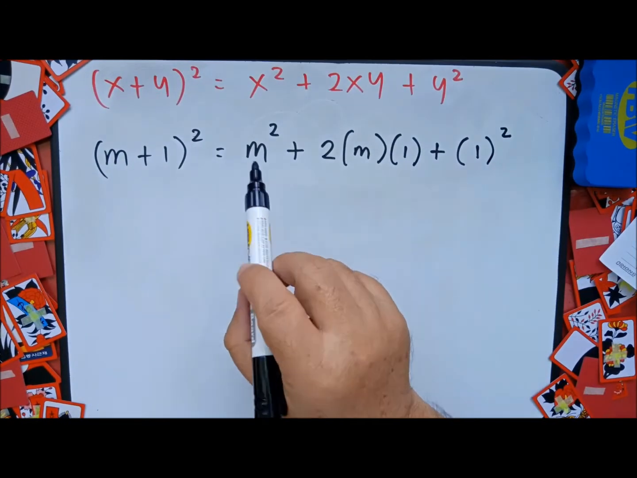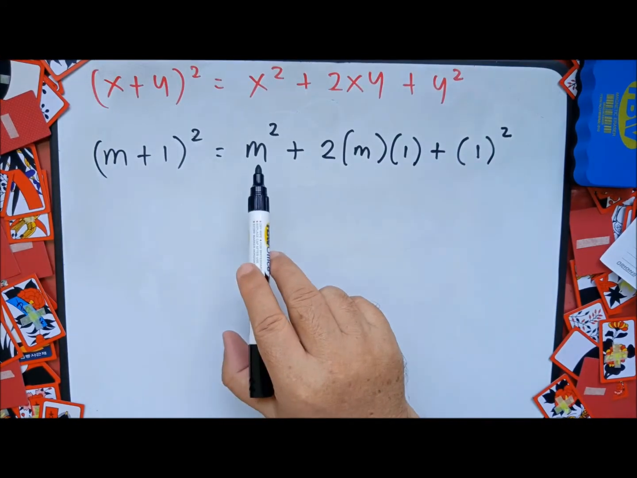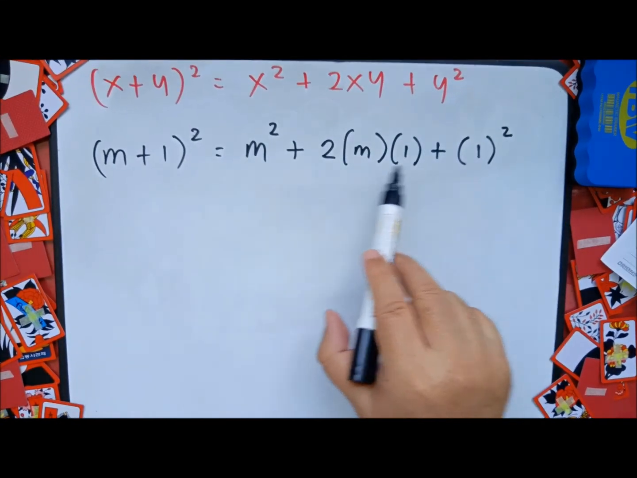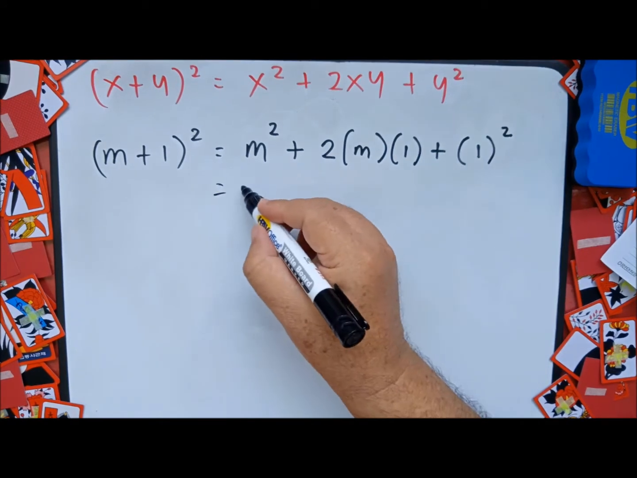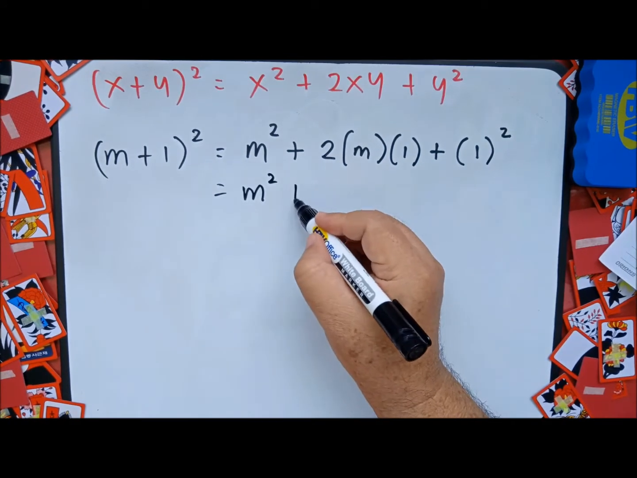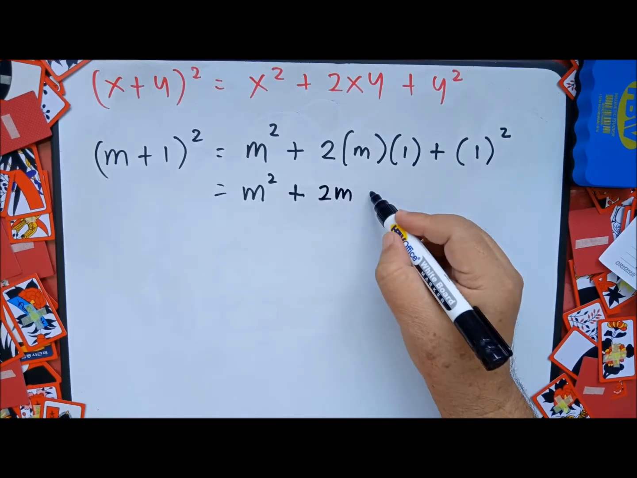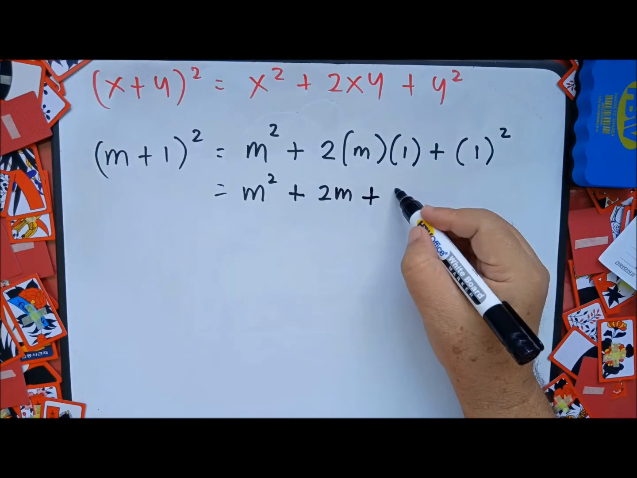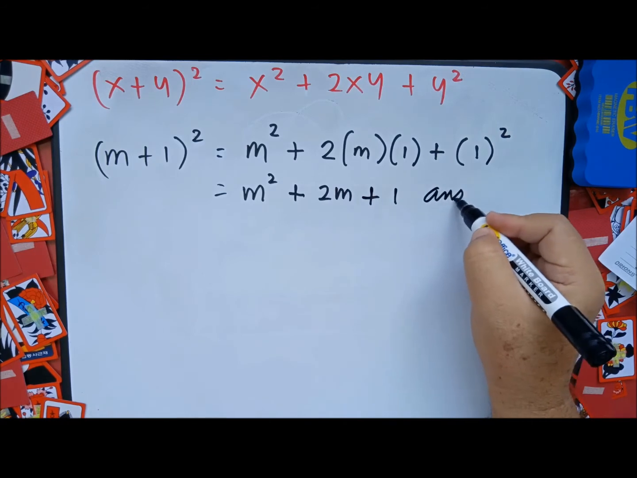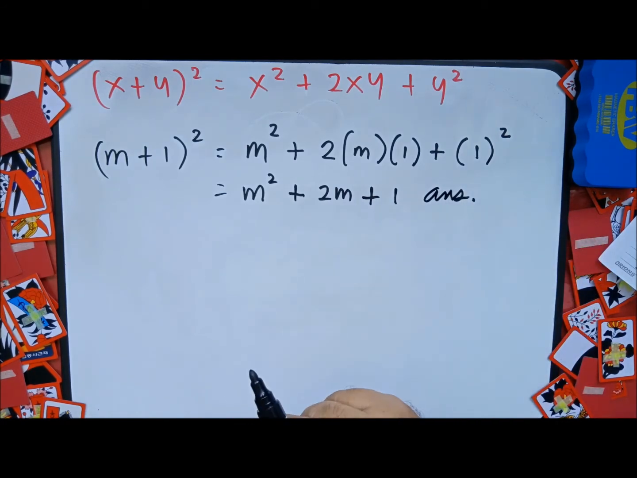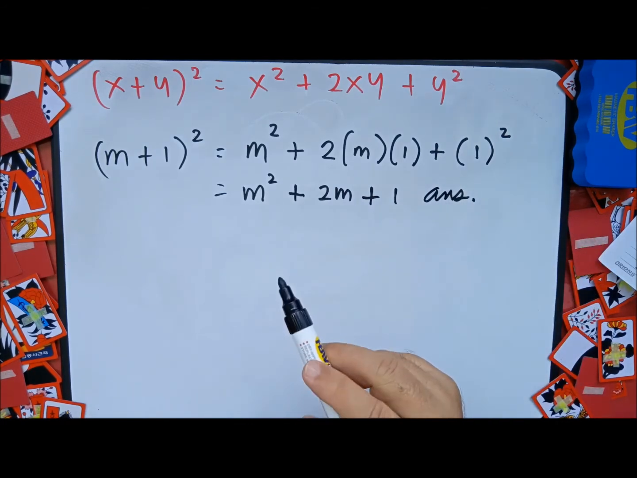So you apply the pattern. Your x is m, your y is 1. Then substitute and simplify. 2 times 1, 2m. 1 squared, 1 times 1, 1. So this will be your final answer. Simple.